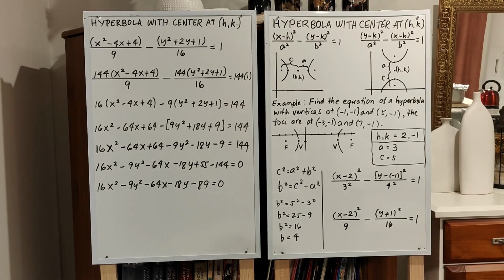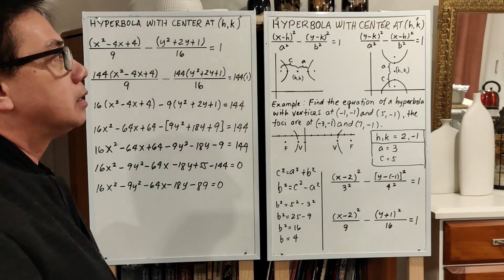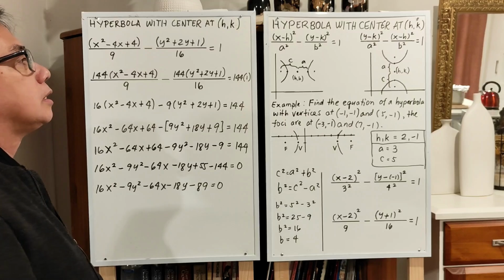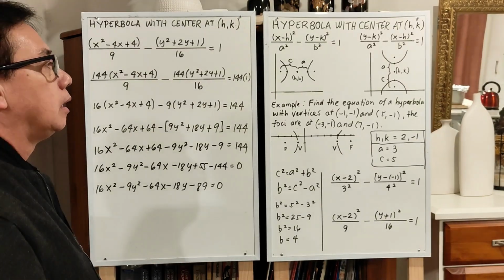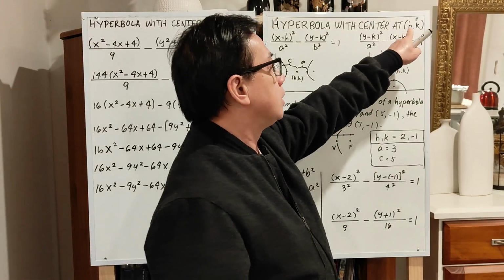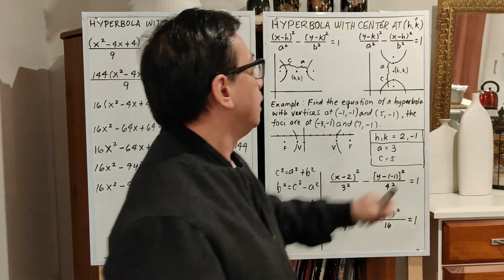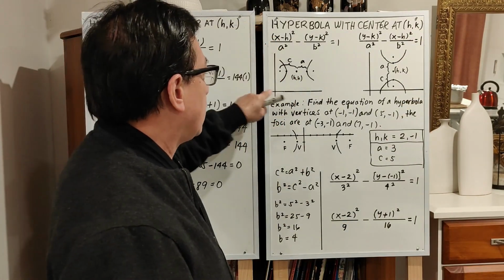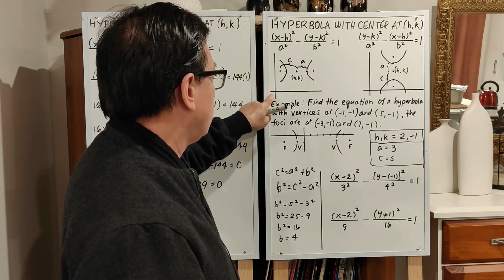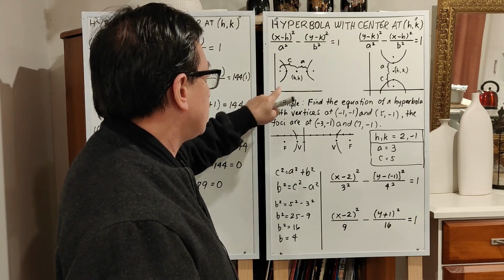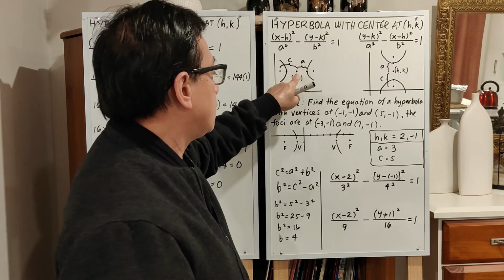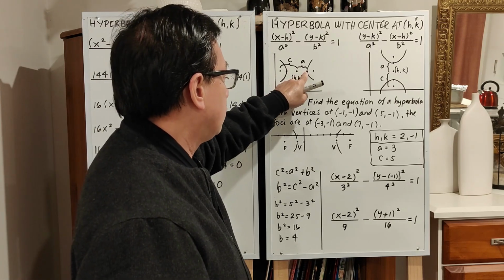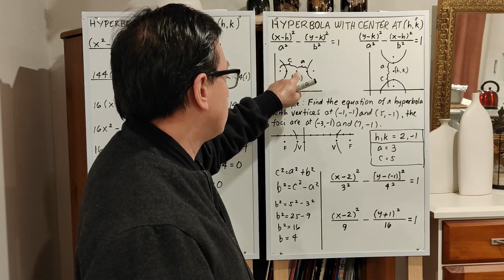The hyperbola with center at (h, k) means the center is not at the origin but at a point (h, k) in the coordinate plane. So (h, k) will be your x, your y. For example, this is your x and y axis. This is the origin. So the center is not at the origin but at a point (h, k).